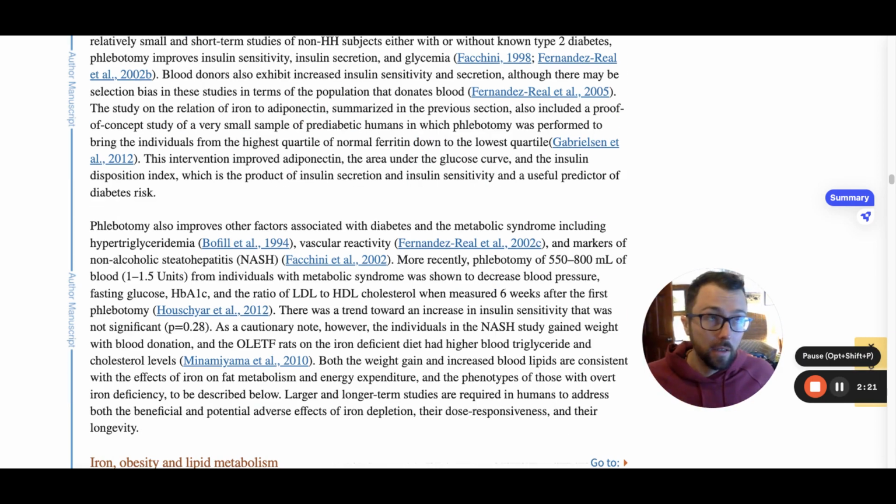And the effects of phlebotomy supersede just the insulin markers and glycemia indexes for these people. It goes into hypertriglyceridemia, right? So like if you have hyperlipidemia, at a risk of cardiovascular disease, vascular reactivity, and then markers of non-alcoholic steatohepatitis, which is just non-alcoholic fatty liver disease. All of these things are decreasing with donating blood and offloading these large amounts of iron.